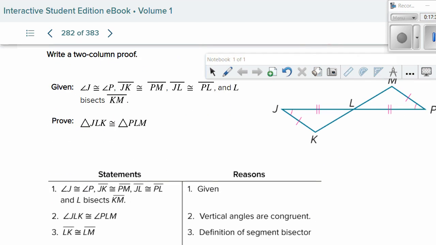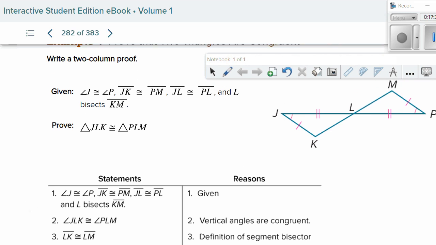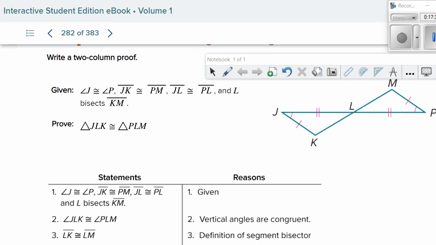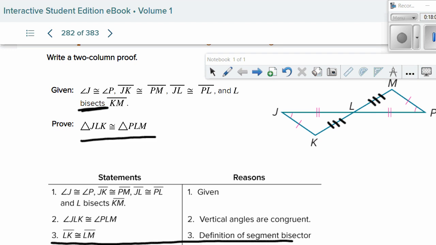Just a really quick proof here they did for you. They want you to prove that the two triangles are congruent down here. They give you a bunch of stuff, and then they give you how to do the proof. A big thing here is when you see the word bisect, you have to define what gets bisected. L bisects KM, so that means that this has to be equal to this. But we have to state it, so that's what they're doing right here.